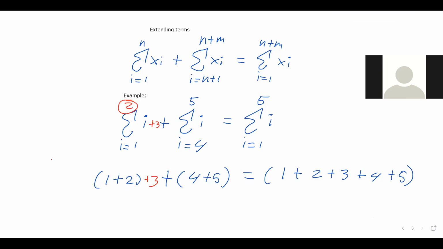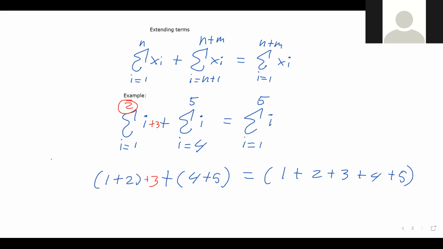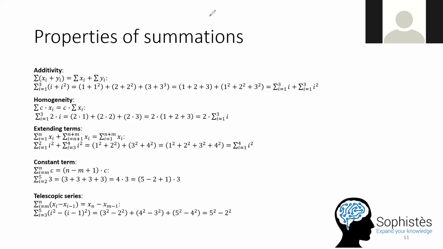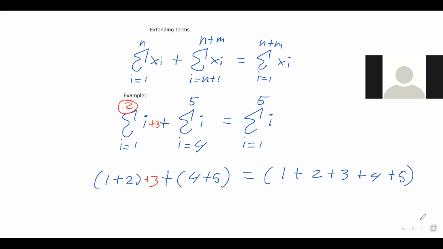Then the constant term property. So the constant term property is maybe my favorite. I will just give you an example again. The definition of the constant term is as follows. You have a summation from i is m, and m can be any number. And then here you have your n, and here you have a constant. So this thing doesn't include an i. So this C does not include the i. So it's a constant. And according to this rule, you get n minus m plus 1 times C. And I will give you an example why that's true.